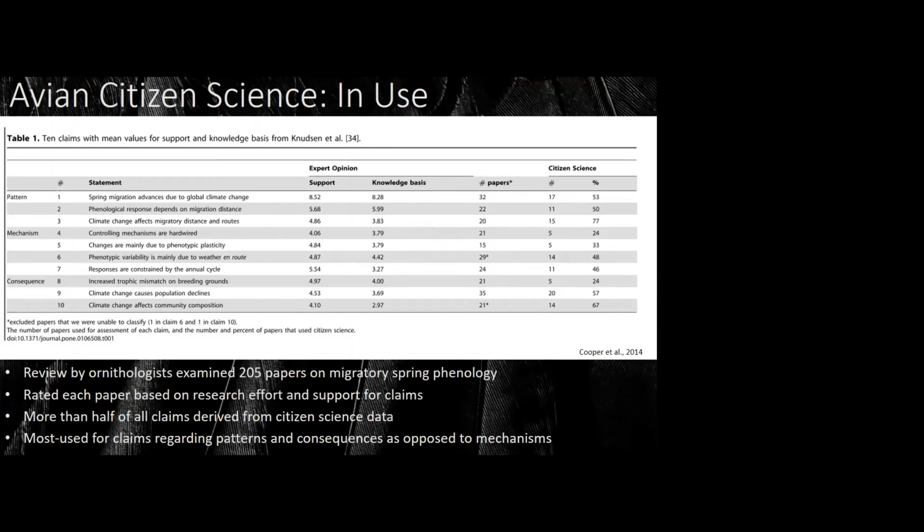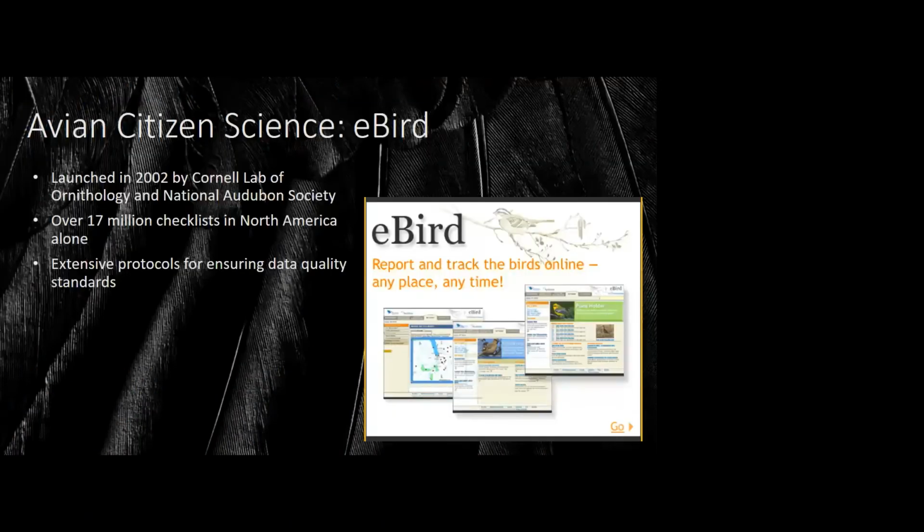And this graph, I'll just kind of gloss over it, just goes to show that there is a lot of utility to avian community science when it comes to scientific research and peer-reviewed journals. eBird was launched in 2002 by the Cornell Lab of Ornithology and the National Audubon Society. They have over 17 million checklists of avian observations in North America alone, and they have extensive protocols for ensuring data quality standards.